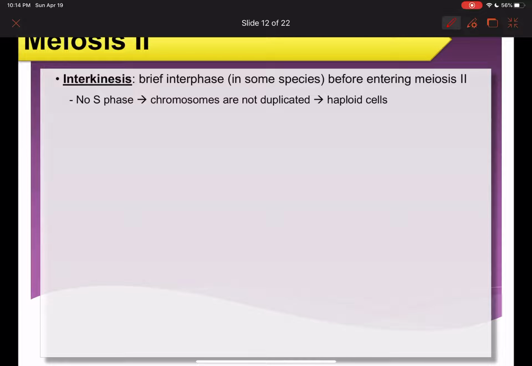Now, for some species, there will be a brief interphase called interkinesis. This is different from interphase. It's called interkinesis just to mark the end of meiosis 1 and the beginning of meiosis 2. One major thing to remember here is that there is no S phase, which means there is no DNA synthesis between meiosis 1 and meiosis 2. Chromosomes are not duplicated, and this is why when we split the cells a second time, we end up with cells that are haploid, or contain half the amount of chromosomes, okay?